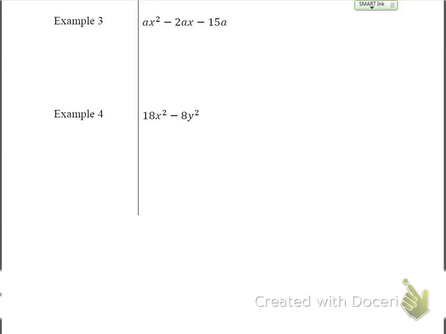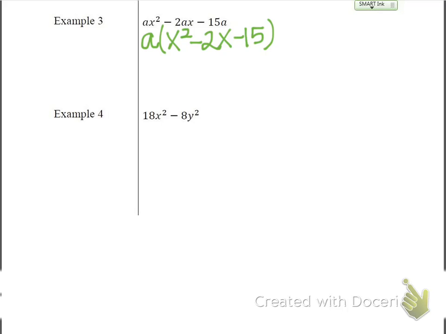Looking at example 3, what did I tell you the first thing you should always check for is? A GCF. Is there a GCF in there? Yeah, what is it? A. So pull out the A. And then that leaves us with x squared minus 2x minus 15.